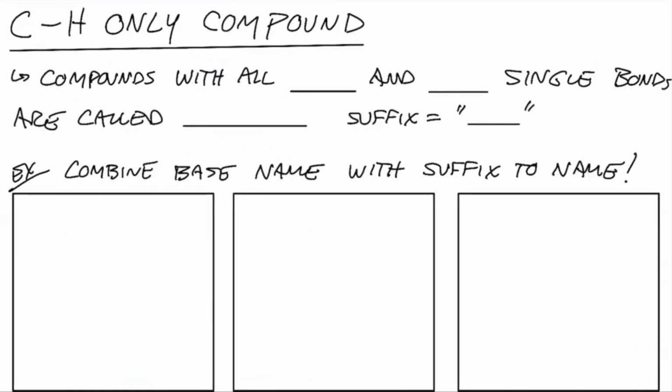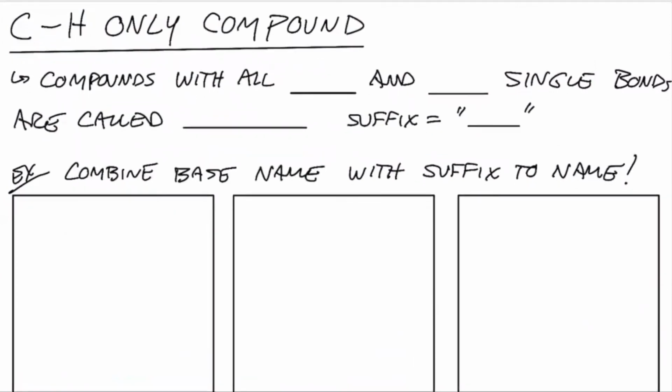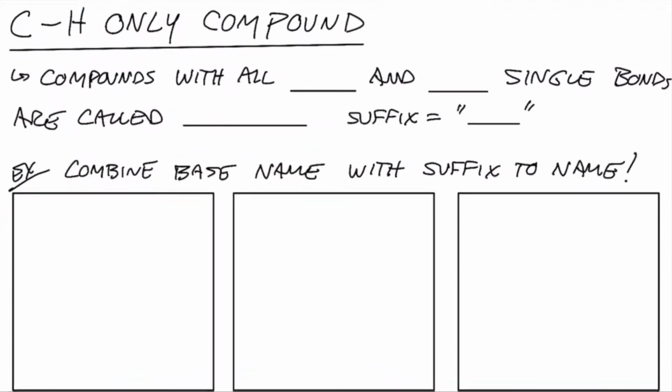Okay, so once we have those base names, we can start to actually name some stuff. So the simplest things that we can name are compounds that have just carbon and hydrogen in them, right? So if we have carbon-carbon bonds and carbon-hydrogen bonds that are all single bonds, no double bonds, no triple bonds, just all single bonds, these compounds are broadly called alkanes.